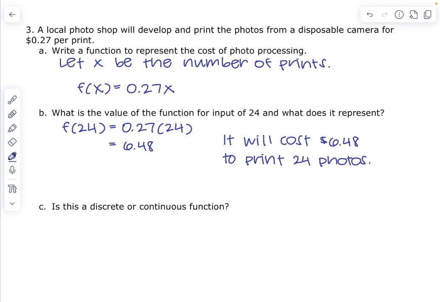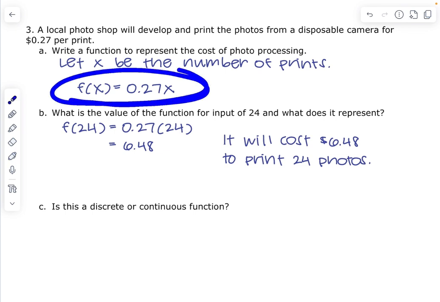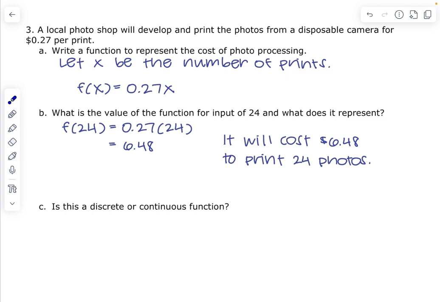Okay. Part C says, is this a discrete or a continuous function? If we're just looking at our equation, we would think that this is continuous, right? Any x value could go in there. Doesn't need to be an integer value, right? However, if we're thinking about the actual situation, could you go in and ask for them to develop 2.5 photos? I would say no, that doesn't really make any sense. We can only print whole number of photos, right?